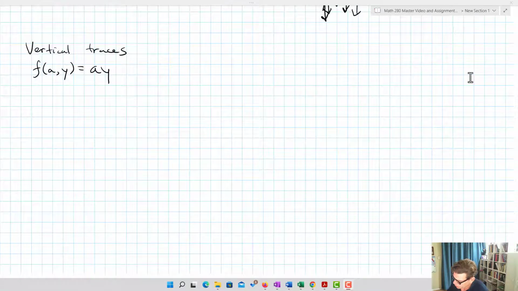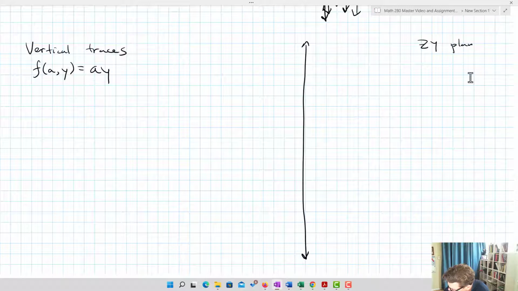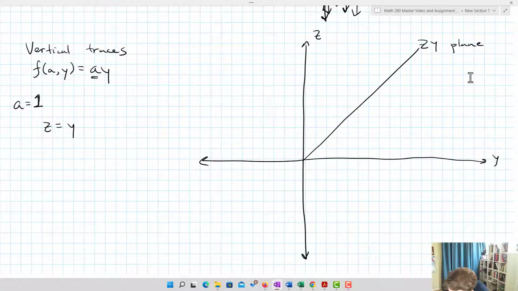Let's take a look at these vertical traces. In this case, we're going to be in the zy plane. So we'll let y be our independent variable, and z be our dependent variable. Now a is just a value for x that we'll choose. So we'll let a equal, say for example, 1. If I let a equal 1, what happens? I get z equals y. That's that line right there.